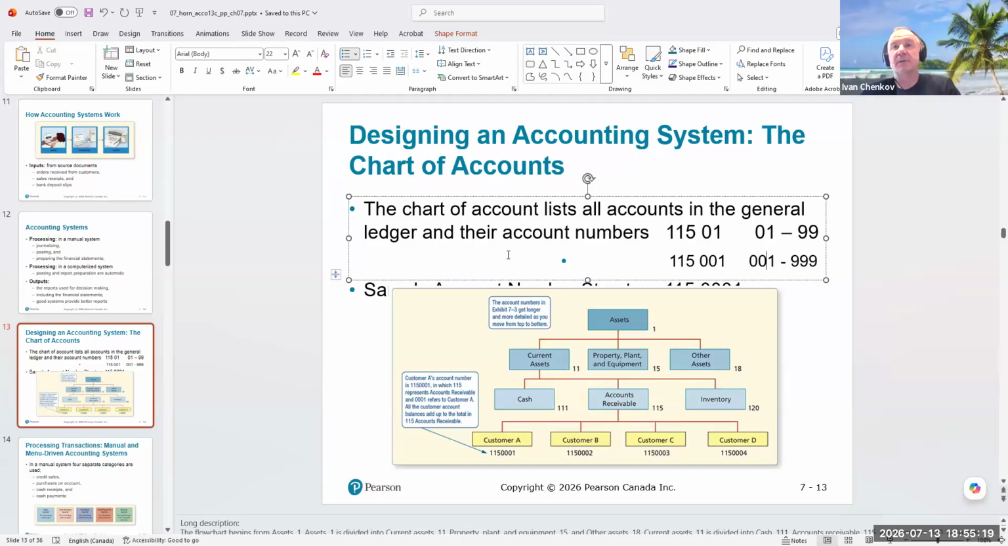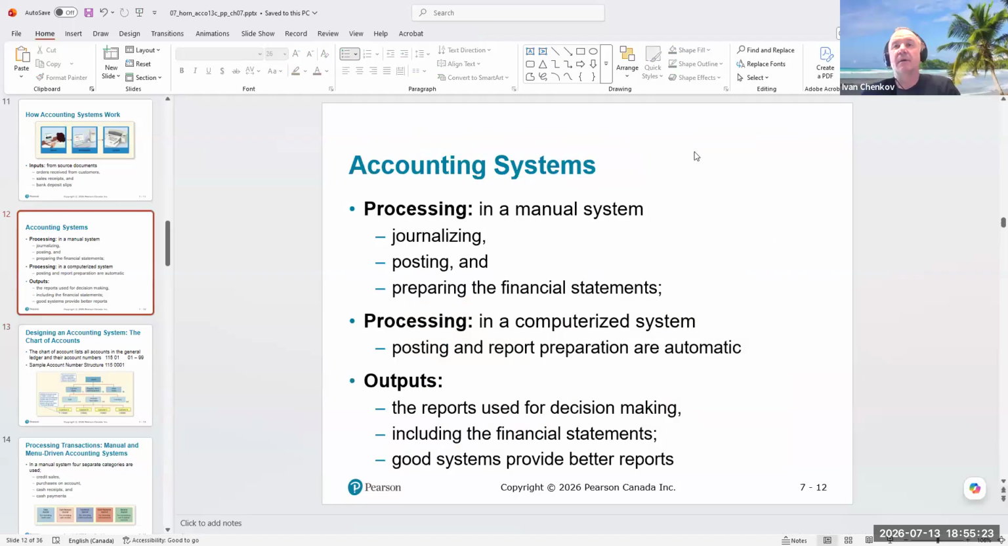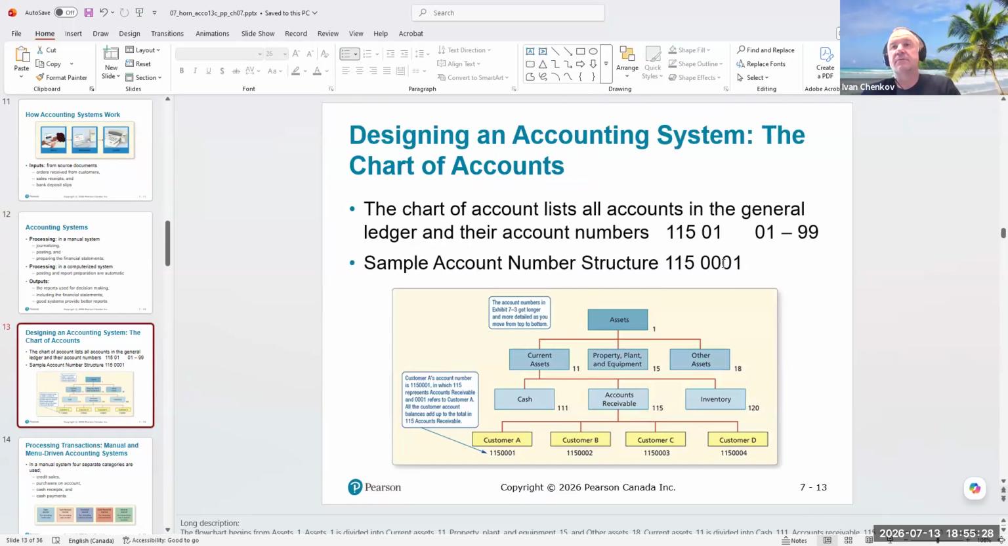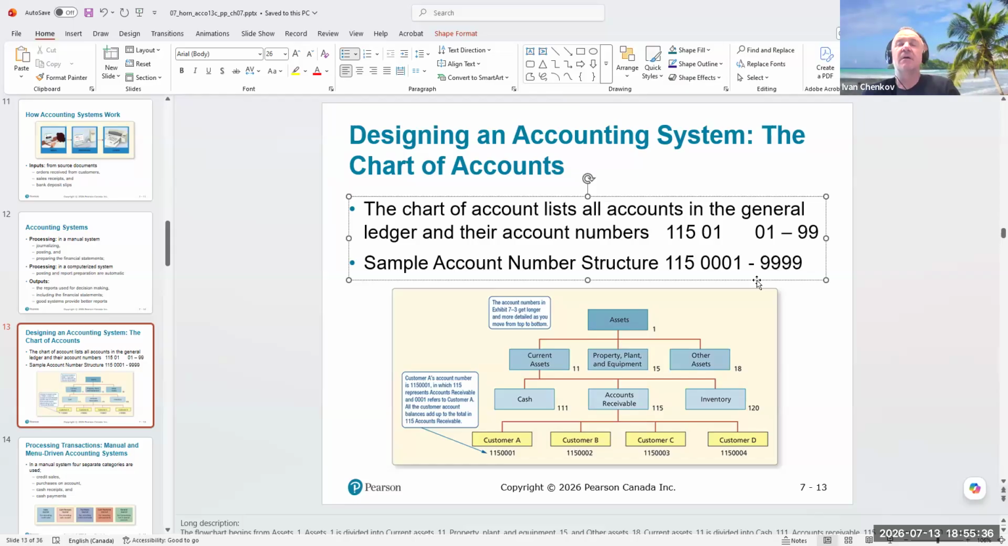As you can see, this company, if the starting customer is 0001, then their capacity will be 9999 customers. So they can have a maximum of 9,999 customers in their system, which gives you flexibility. The same thing will be applicable for accounts payable if you want.